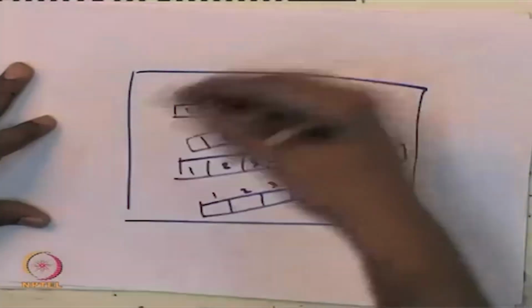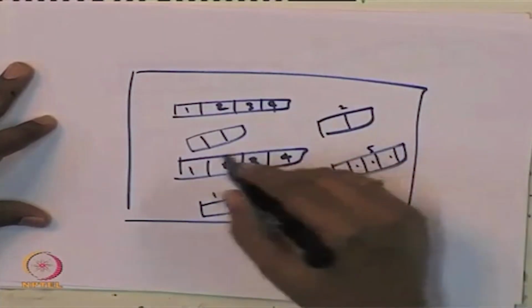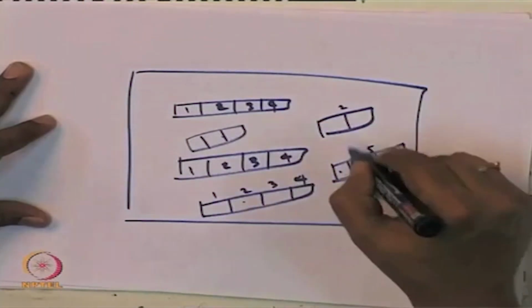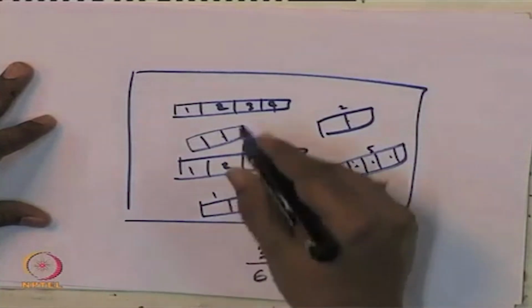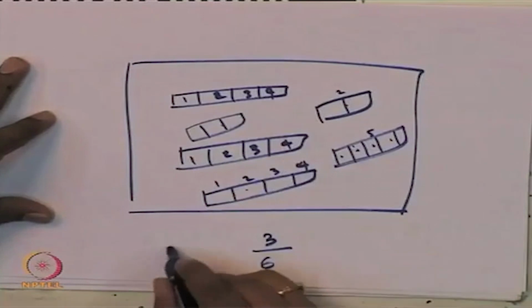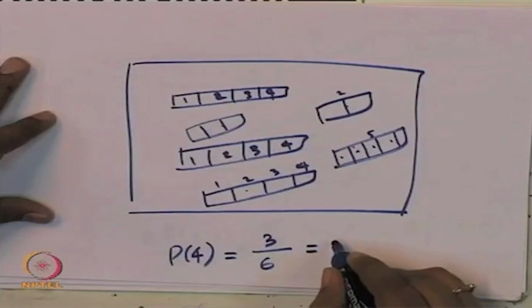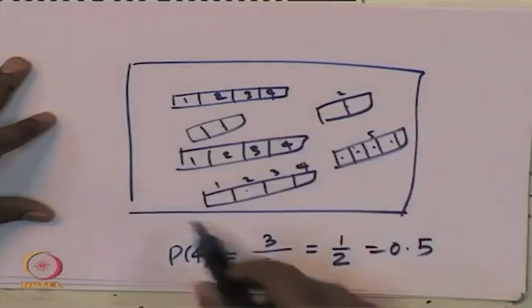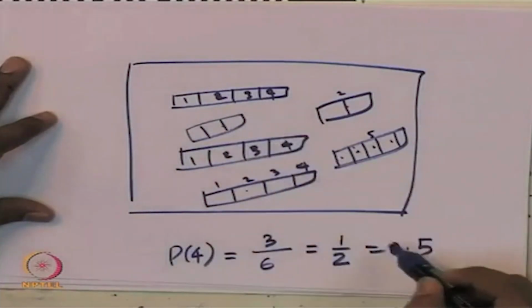So there are all kinds of filaments having different lengths. The total number of filaments is 1, 2, 3, 4, 5, 6. So there are a total of 6 filaments, out of which 3 have 4 monomers. So the P of 4 is 3 by 6, which is basically half, so this is 0.5. In this particular example, the probability to have 4 monomers is half.